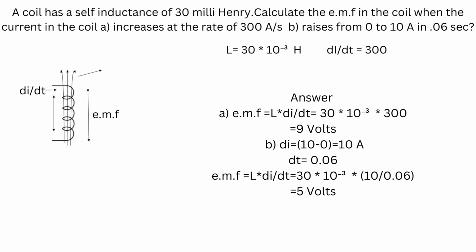Now let's do a very simple problem of self-inductance. The self-inductance is given, and the rate of change of current is also given as 300 ampere per second. You have to find the EMF. Now, using the formula L into di by dt, we get the value as 9 volts. And in the second question, the L and di by dt are given. So, using the formula, you can find the final answer is 5 volts. It's a simple answer.